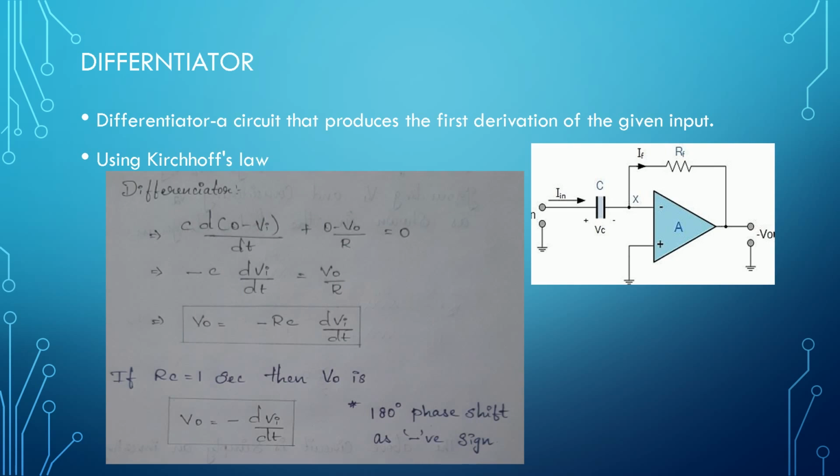Third, the differentiator. A differentiator is a circuit that produces the first derivative of the given input signal. This is the circuit diagram where the capacitor is connected in front and the feedback resistance. The current entering this capacitor is I in and the current entering the resistance is IF.